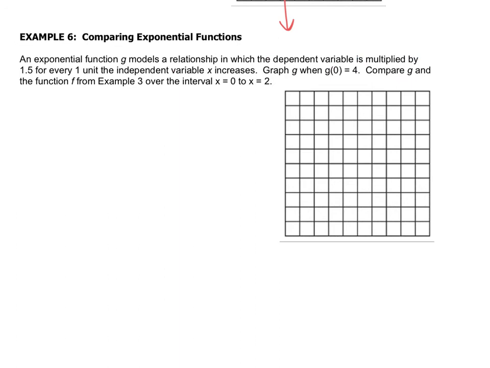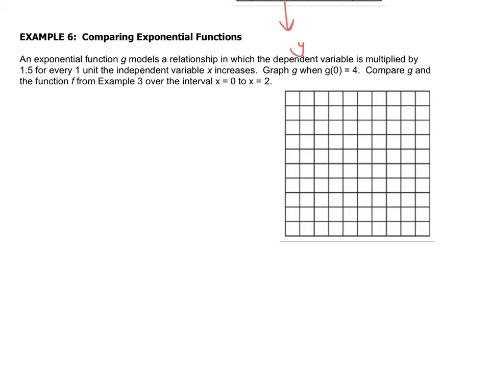So now we're talking about comparing two exponential functions. So in this problem, let me just read through this first. An exponential function g models a relationship in which the dependent variable, so remember the dependent would be my y value, is multiplied by 1.5 for every 1 that the independent variable x increases. Graph g, when g of 0 is 4. So remember, that's our function notation. That tells me that 0, 4 is our point.